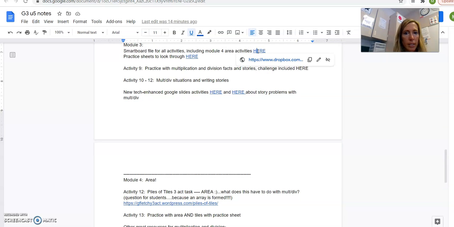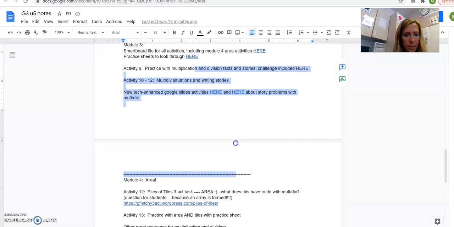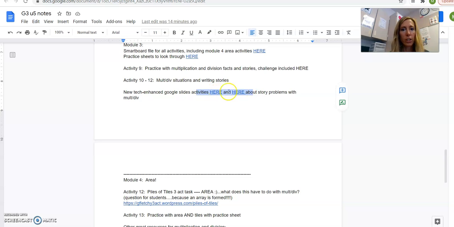All right, then you have module 3 and 4 that are both on the same Smartboard file right here, okay? And this is all multiplication division stories, okay? In module 3, you're looking at story after story after story after story and working on story problems with multiplication division. Again, there are some new tech-enhanced Google Slide activities for you to peruse and see if you like those too to make use of.